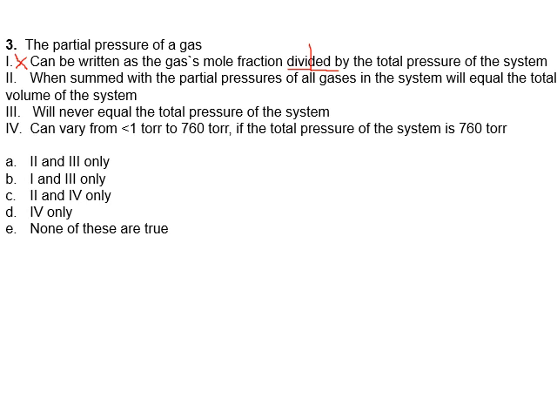Number 2, when summed with the partial pressures of all gases in the system, will equal the total volume of the system. Take a look at that for a second. When summed with the partial pressures of all gases will equal the total volume. How can you get a total volume? By adding up pressures. So this one is wrong. If the word volume here were changed out and replaced with pressure, then that would be correct.